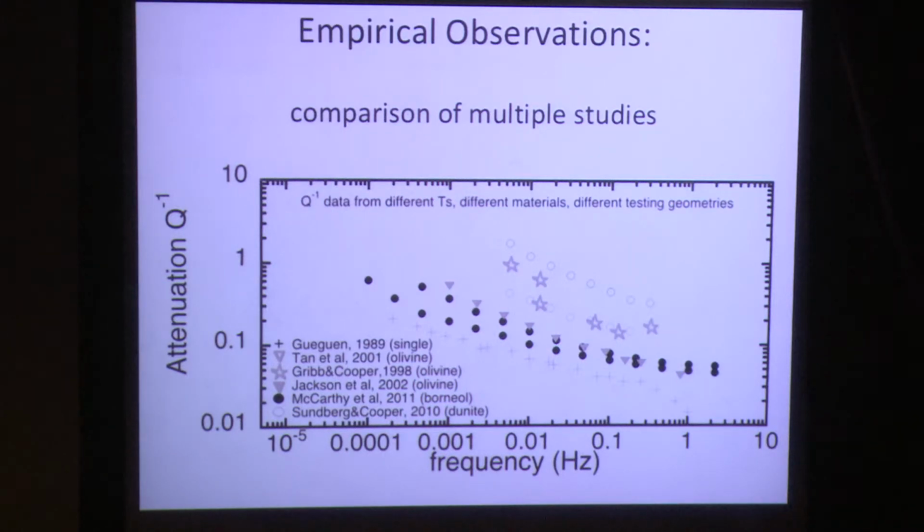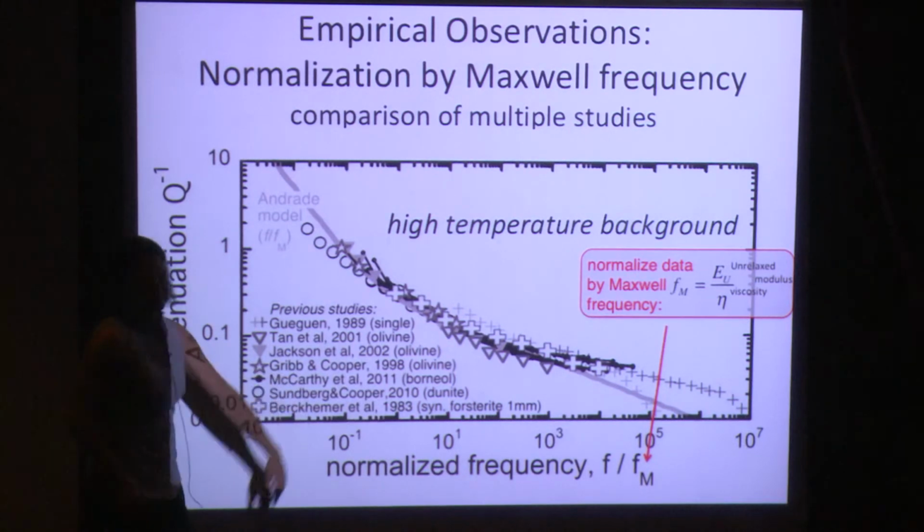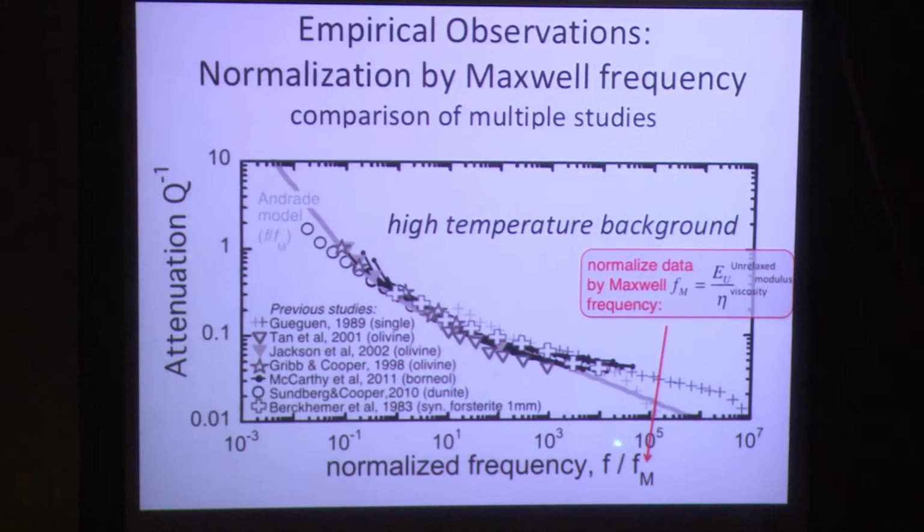But we found that if you normalize each one of these data sets by their Maxwell frequency, so that is, for the conditions of each data set, the measured viscosity and the unrelaxed modulus, all of the data collapse to a single master curve. Again, that's the Maxwell frequency, which is the unrelaxed modulus over the viscosity. There are different temperatures, so these are both temperature and pressure related. But if you normalize each data set for all of these experimental samples, which are organics, various olivines, single crystals, they all fall to this master curve.